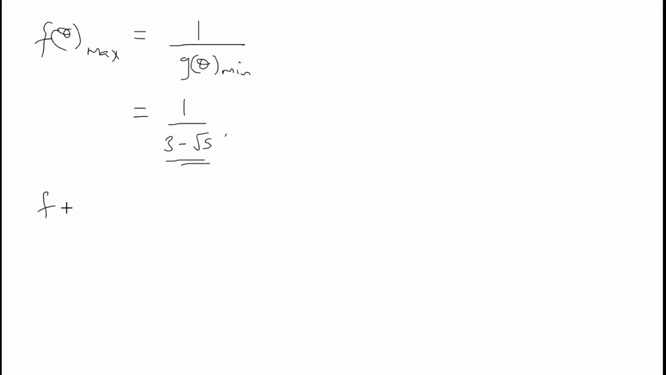So if we go on, therefore our f theta max will be equal to 1 over g theta minimum. We said if we want the maximum, then the denominator should be minimum. So what was this? This was 1 over 3 minus root 5. And then our minimum is equal to 1 over g theta max. And this was 1 over 3 plus root 5. So that is the maximum and minimum of the function, the second function.